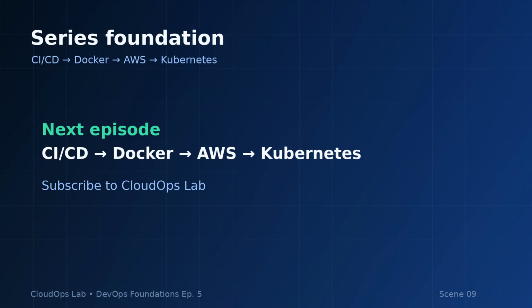The full DevOps Foundations flow now looks like this. Git stores the code. GitHub Actions checks the code. Docker packages the app. A registry stores the image. AWS or Kubernetes runs the image. Monitoring tells you whether the release is healthy.